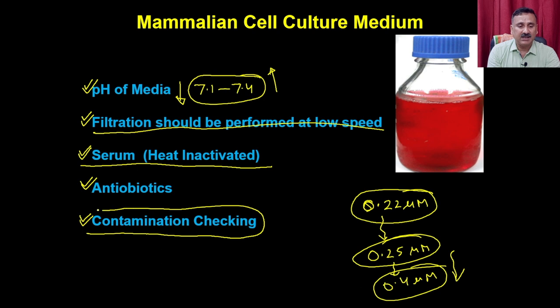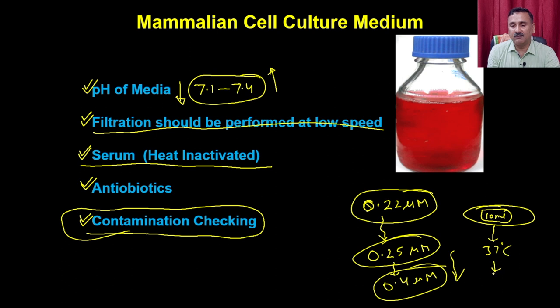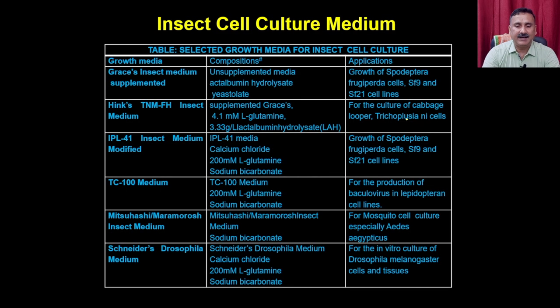So when you prepare a media, you take a small dish, put in 10 ml of media and put it at 37 degrees Celsius for 2 days. If nothing grows, then you can observe this plate, and if it does not show any kind of bacterial growth, then you can conclude that the media you have prepared is perfect and good to use for mammalian cell culture.